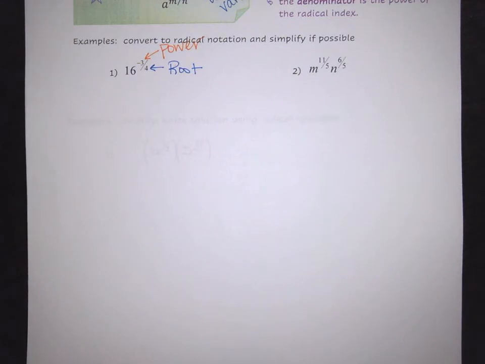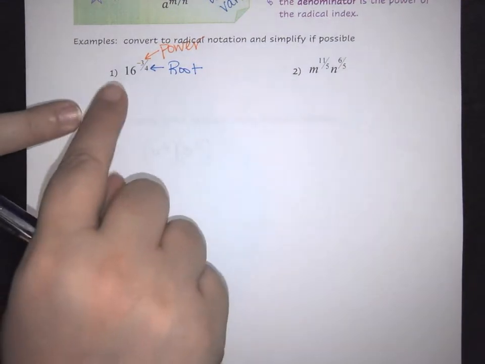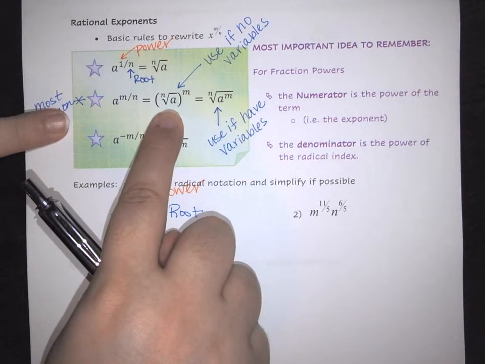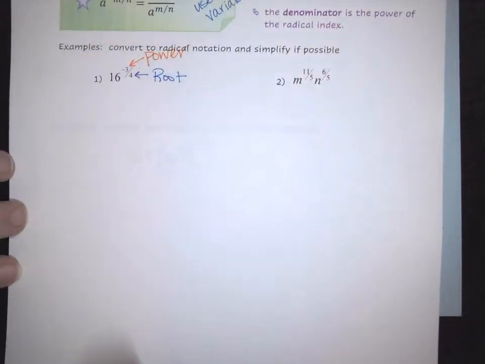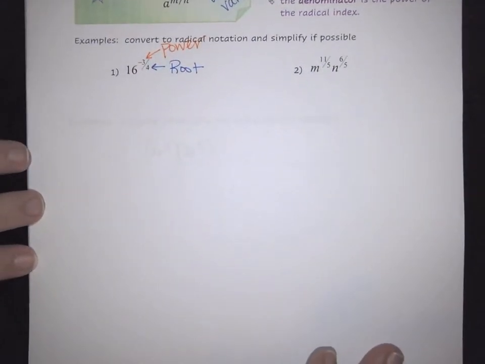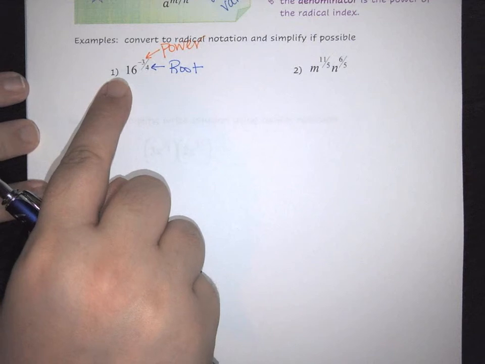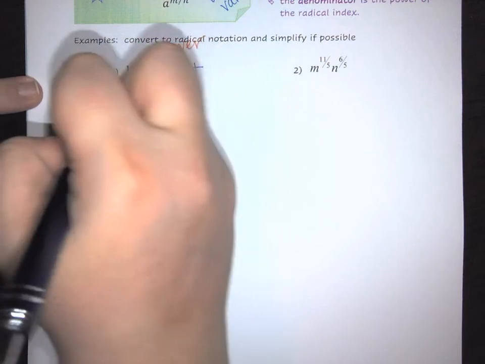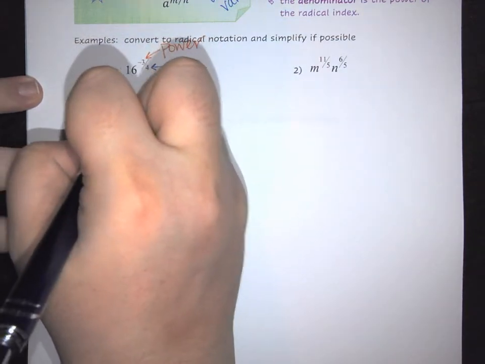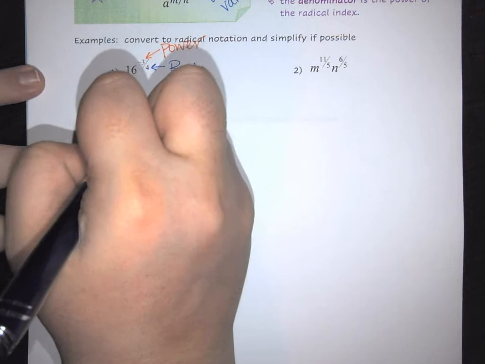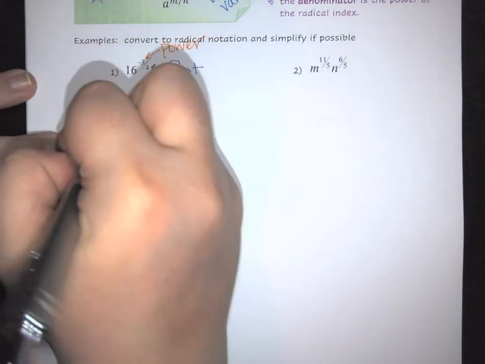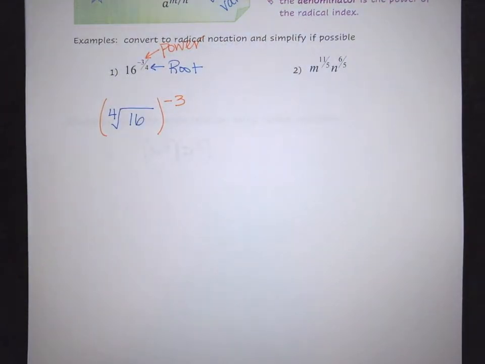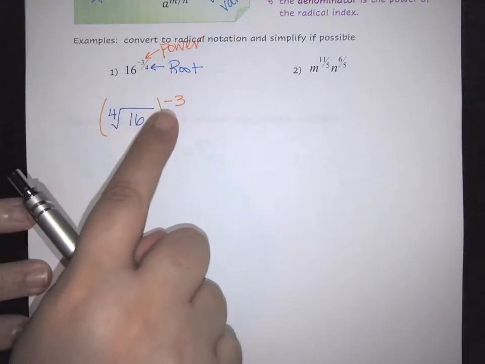Okay. So with that, we're going to set it up. Now notice there are no variables here, so we are going to use the no variable version, which is this first one here. And so what we have is that we're going to work with the radical first. So my root is 4, so this is going to be the 4th root of 16. And then we're going to take that and raise it to the negative 3. Okay? So we have the root structure inside, and the power.